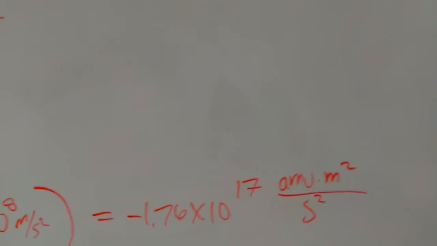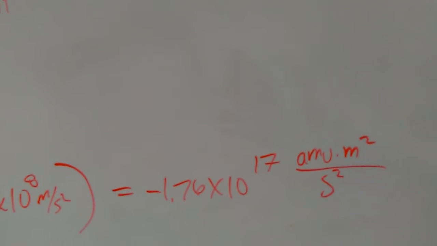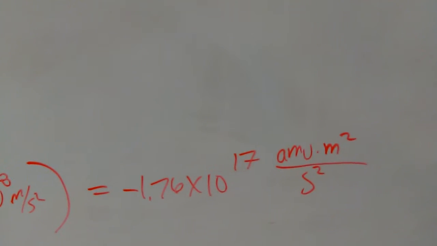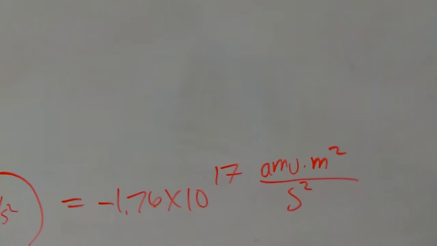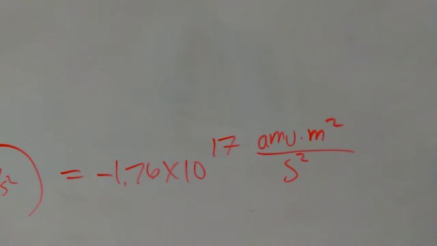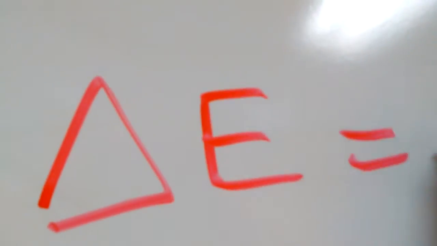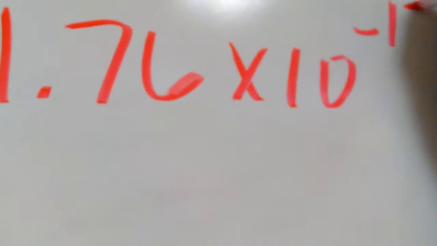So once you get this, we're going to convert to a more familiar energy unit of joules, and recall that 1 joule is 1 kilogram meter squared per second squared. So therefore we need to convert atomic mass units to kilograms, and we can simply do that by putting delta E equals, and then pretty much what our answer here is, negative 1.76 times 10 to the negative 17.